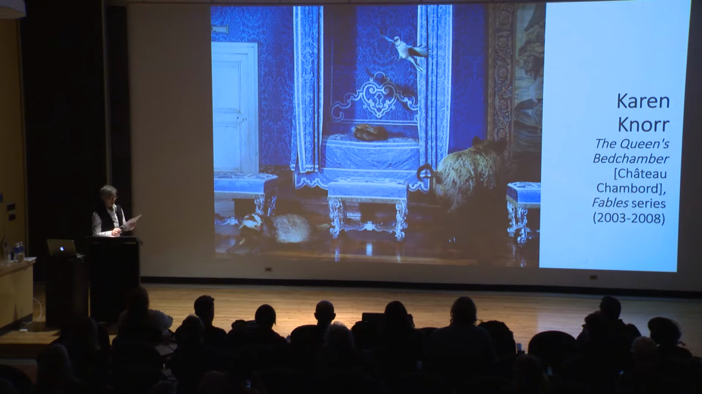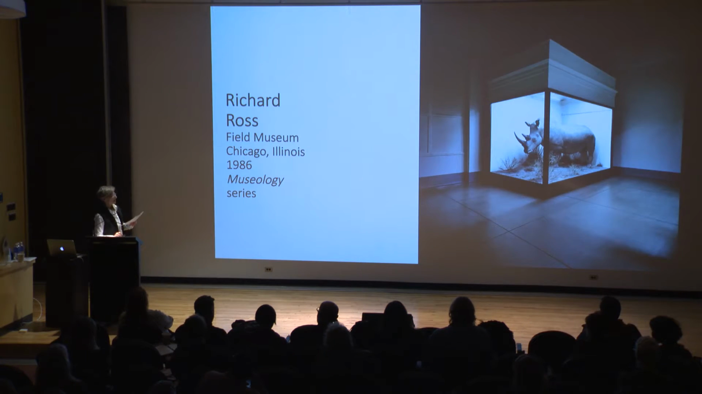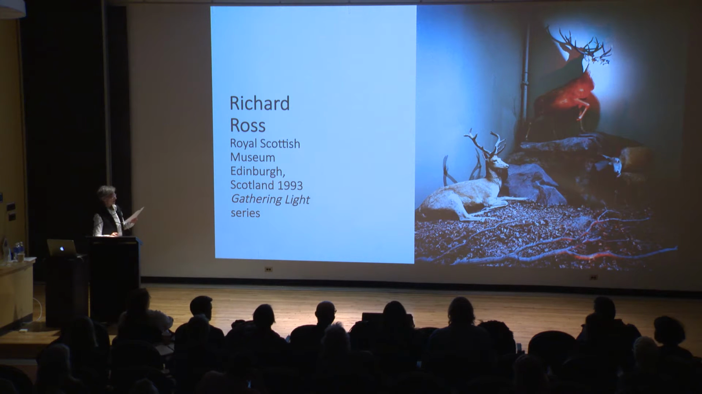When I started my inquiry into photography of taxidermy and dioramas, I was surprised by the variety of this work and fascinated by how much is going on in it. Richard Ross's Museology and Gathering Light series, for example, explore the museum itself as a container of containers, as in this illuminated box full of rhinoceros at the Field Museum in Chicago, and the unintended effects of shifting light inside the built interiors of exhibit spaces, as in this tableau of deer caught between spotlight and sunbeam.